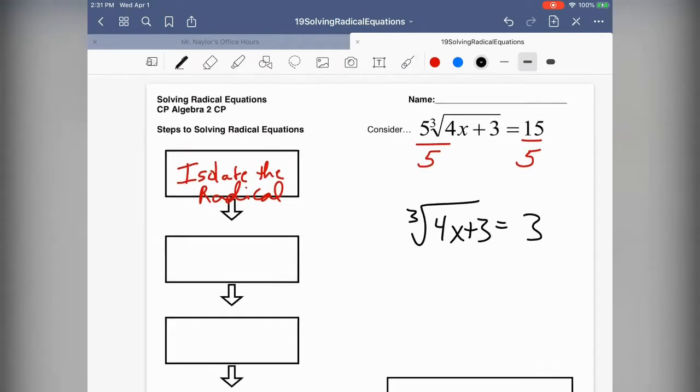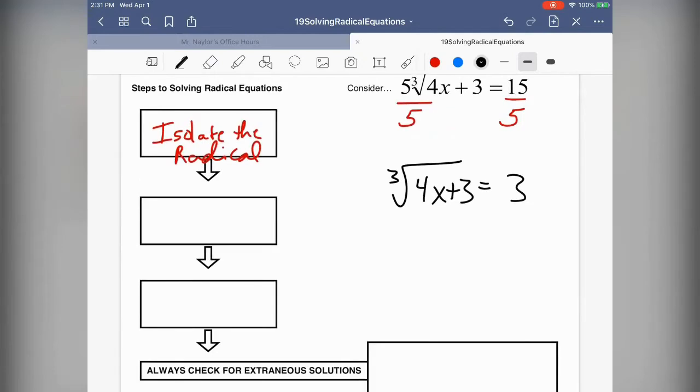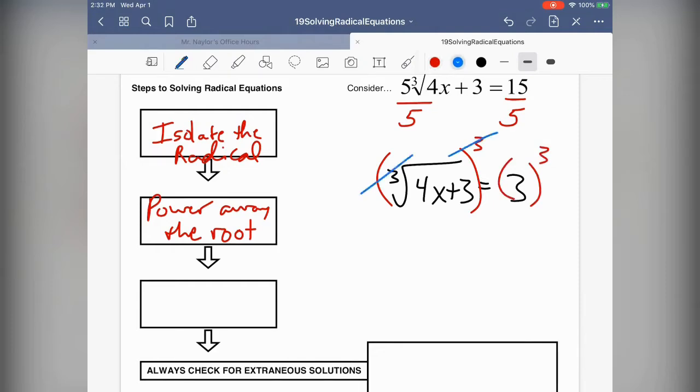Okay, now the radical's been isolated, so now it's time to deal with the root itself. And what you want to do is power away the root. And when we power away the root, what we're talking about is using a power that's going to cancel with this 3. And that power is going to be a power of 3. So we raise both sides to the third power.